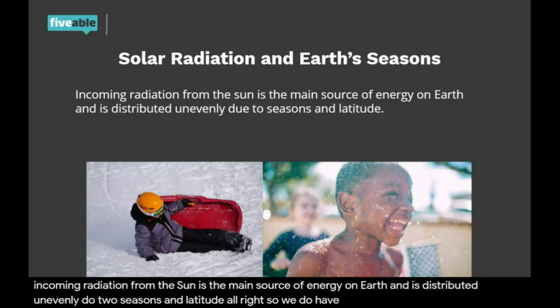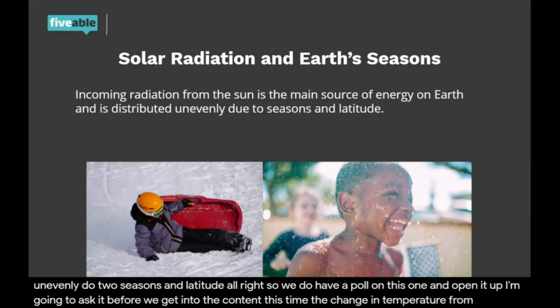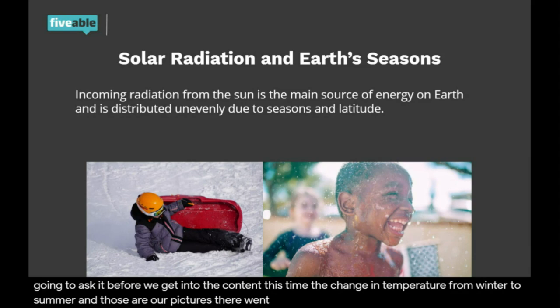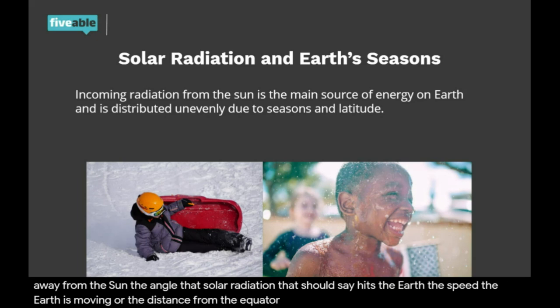All right, so we do have a poll on this one. Go ahead and open it up. I'm going to ask it before we get into the content this time. The change in temperature from winter to summer, and those are our pictures there, winter to summer, is caused by the Earth moving farther away from the sun, the angle that solar radiation hits the Earth, the speed the Earth is moving, or the distance from the equator.